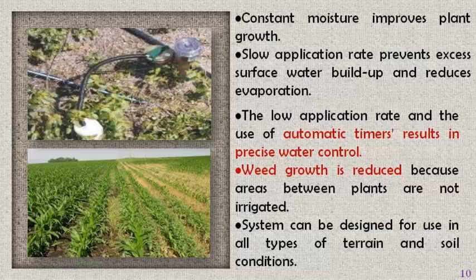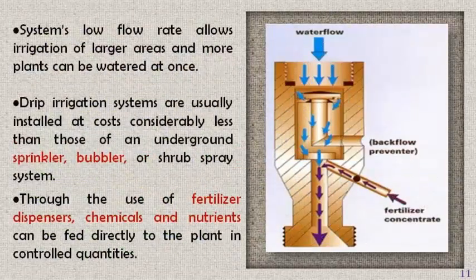System can be designed for use in all types of terrain and soil conditions. System's low flow rate allows irrigation of larger areas and more plants can be watered at once. Drip irrigation systems are usually installed at costs considerably less than those of an underground sprinkler, bubbler, or shrub spray system. Through the use of fertilizer dispensers, chemicals and nutrients can be fed directly to the plant in controlled quantities.